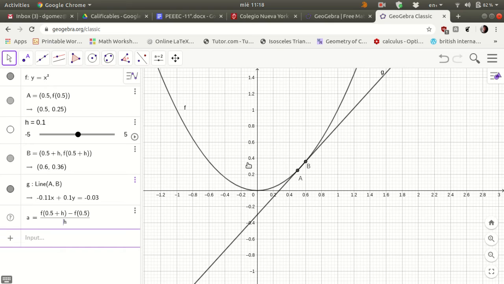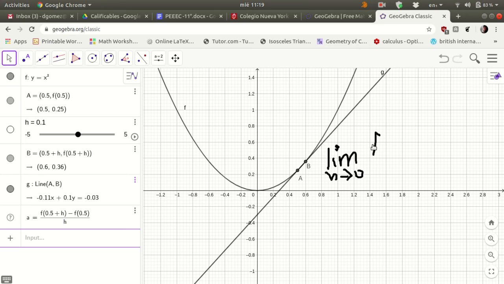Now here's the trick. How can we find the slope of the tangent line, which is going to be our instantaneous rate of change? Well, what we're going to do is take the limit as h is approaching 0, okay? And notice that when h is approaching 0, then x is approaching 0.5 for point B, okay? Because I'm adding something that is very, very close to 0, so it's almost 0.5. That means that point B is going to be very close to point A, okay?